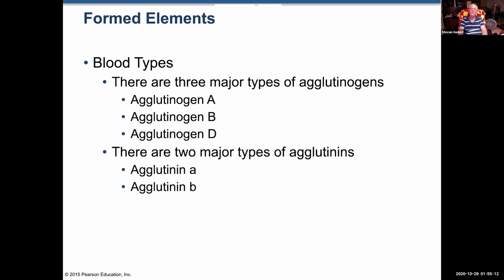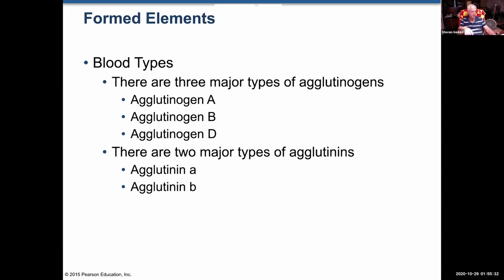Okay, there's 3 main types of surface antigens, agglutinogens. There's A, B, and D. We'll talk about A and B and we'll put D off for a second. Antigen D is your Rh factor, Rh positive, Rh negative. Okay, so we've got A and B, which are your blood types.